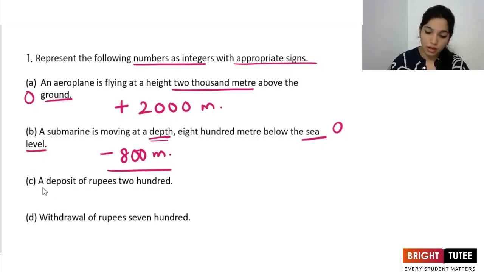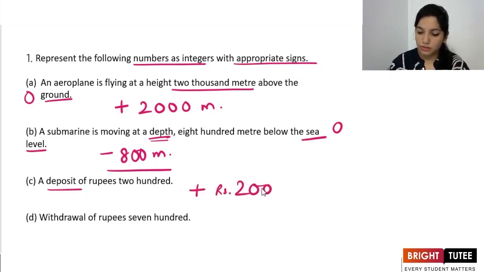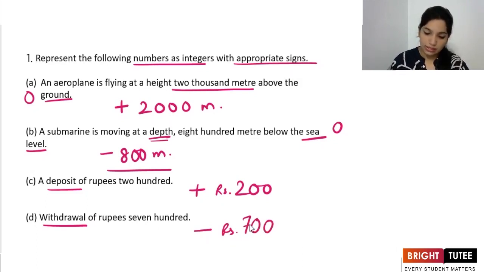A deposit of rupees 200. Deposit means you are putting in the money, that means you are going positive. So it is rupees 200. You are in plus of rupees 200, that means you have deposited the money. Withdrawal means you are taking out the money. When you are taking out the money, you go in the negative. So withdrawal of rupees 700 is negative 700 rupees. I hope this is clear how we can put the negative and the positive sign.